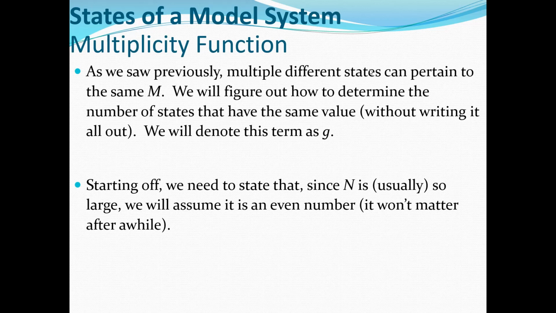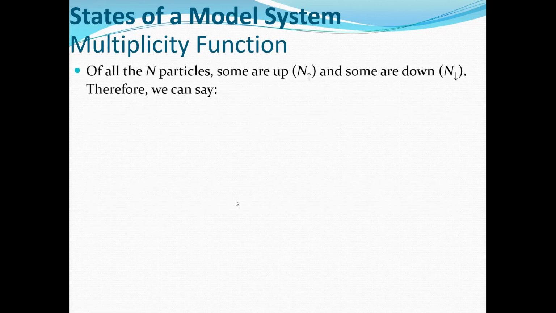All right, so we're going to start off saying that N is going to be so large that it's going to be an even number. Think something like, again, billions and billions, 1 mole of molecules, so large that for all intents and purposes, it's going to be an even number. We're going to ignore the fact that there might be one particle in or out of that scenario because it's not really going to matter. So all the particles can either be in one of two states, N up or N down.